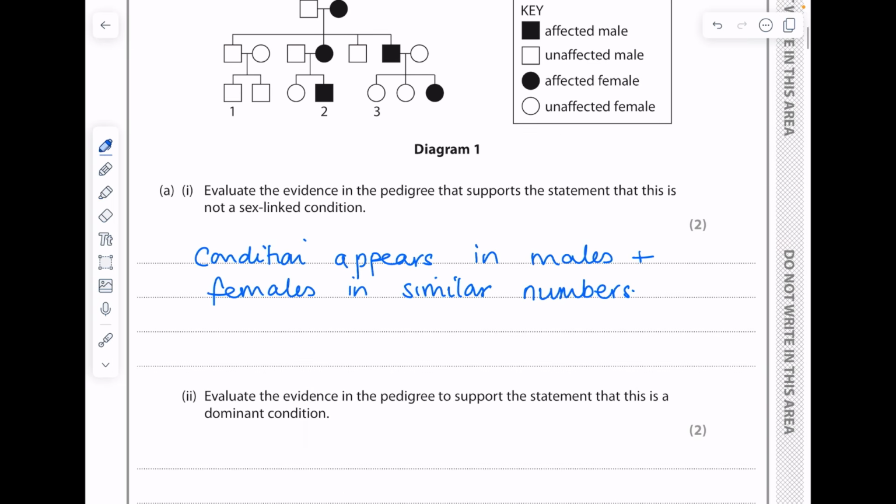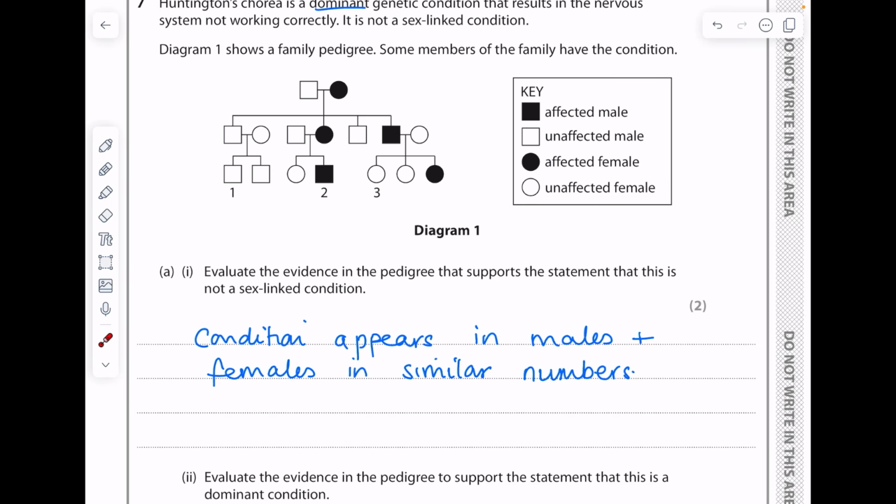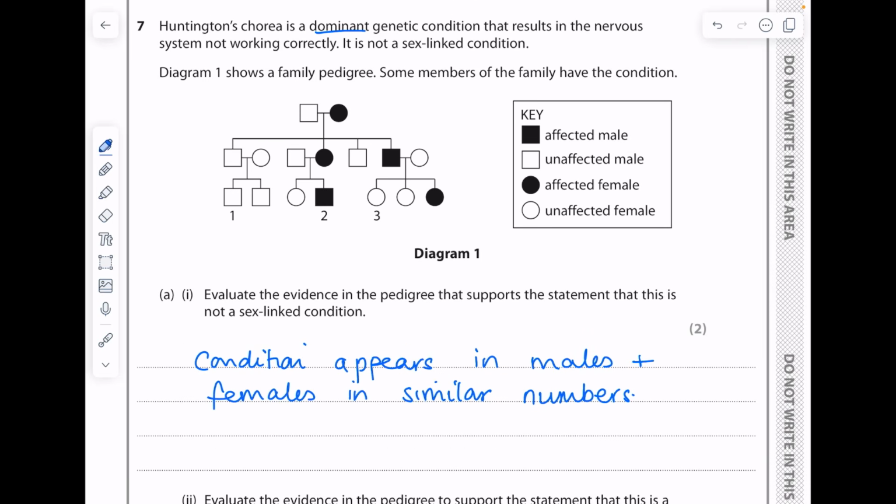Evaluate the evidence in the pedigree to support the statement that this is a dominant condition. So dominant means that you would expect to see lots of sufferers, and indeed you see people suffering in every generation. You could even work out some of the genotypes.